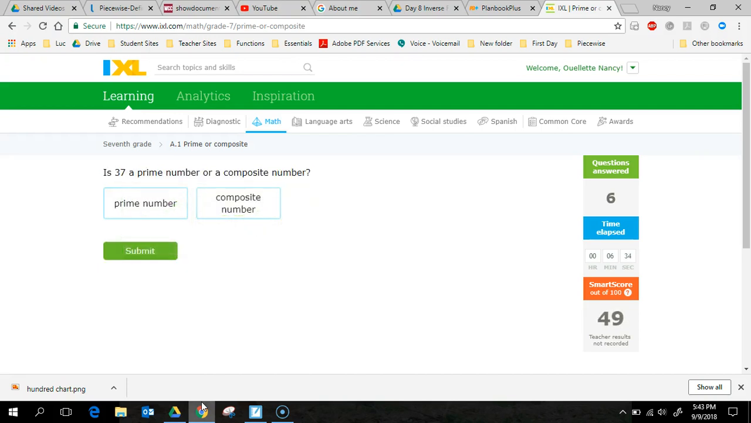So anyway, use your chart, and if you can't make one yourself, you can probably find one online as well. So that's section A.1 in the 7th grade IXL.